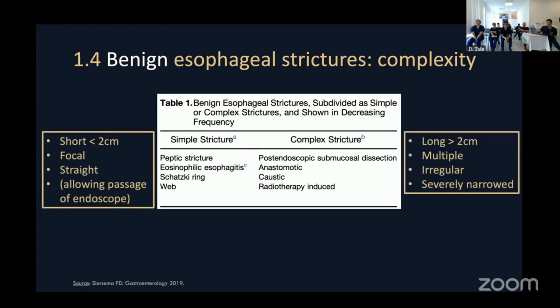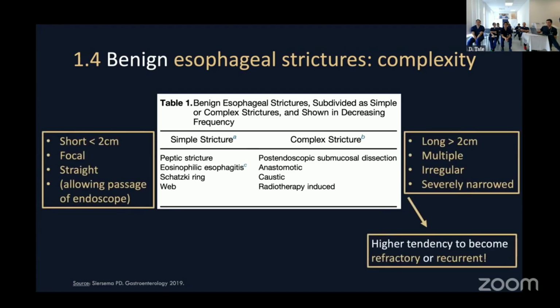The simple ones are typically short, less than 2 centimeters, focal, straight, and can or cannot allow passage of the endoscope, whilst the complex are typically longer, multiple, irregular, very, very narrowed, as we've seen today, and they have a higher tendency to become refractory or recurrent.